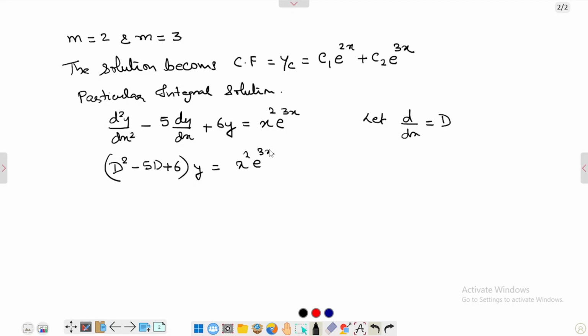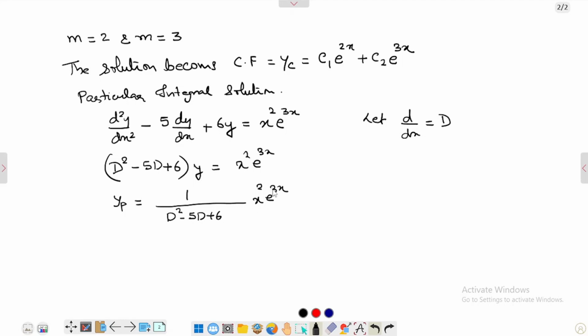So I got this equation. Now I have to find out the complementary function solution. So for the particular integral, I will say yp is 1 divided by d square minus 5d plus 6, x square e to the power 3x.